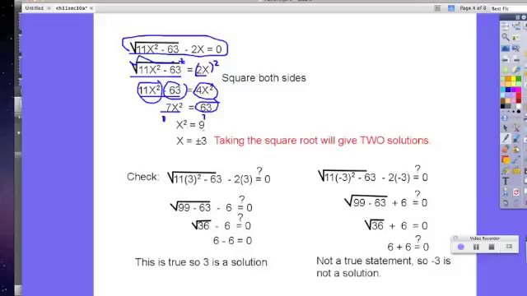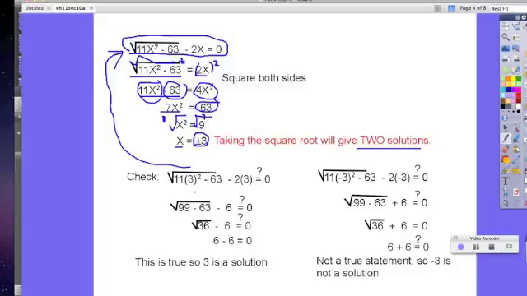I'm going to take the square root of both sides. I get x equals plus and minus 3. Remember, taking the square root gives you 2 solutions all the time. Now, we have 2 solutions, a positive 3 and a negative 3. You've got to ask yourself, are they solutions to the equation? Are one of them solutions, or maybe none of them are solutions? Put them back into the original equation.